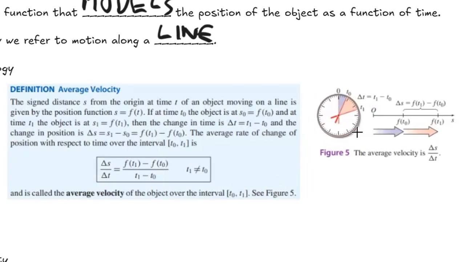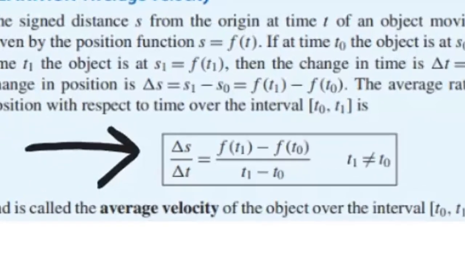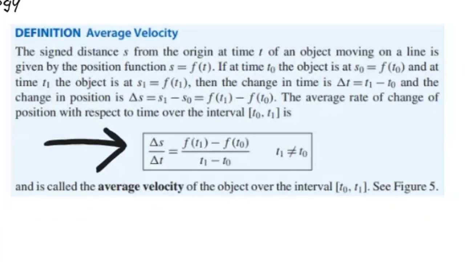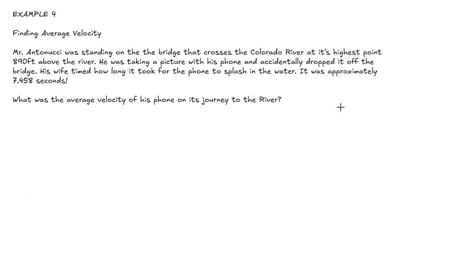On the screen is the definition of average velocity. What you want to understand is that average velocity is the change in position divided by the change in time. So it's how fast on average the object was moving over an interval of time. Let's look at an example for finding average velocity.